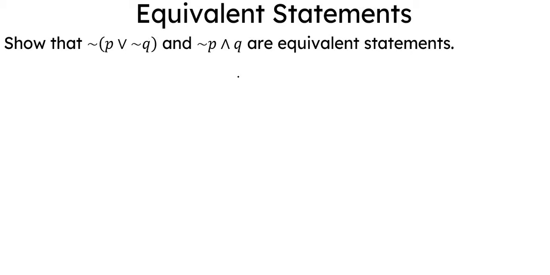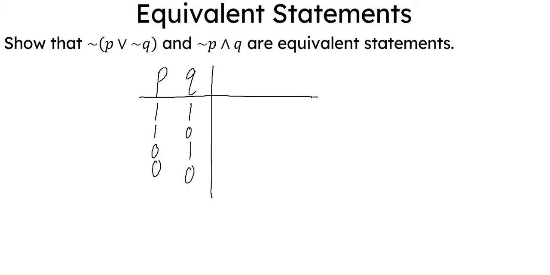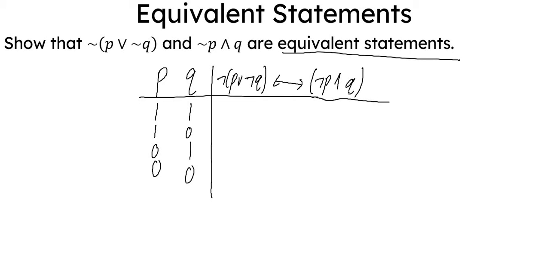I'm going to use the alternative method because it's quite faster and more efficient for this one. So I have P and Q, so I'll just have 1, 1, 0, 0, and 1, 0, 1, 0 there. Then, remember, I want to show that they're equivalent, so I will have not (P or Q), if and only if, not P and not Q. So for P here, I will just copy 1, 1, 0, 0. And for Q, I will copy 1, 0, 1, 0.